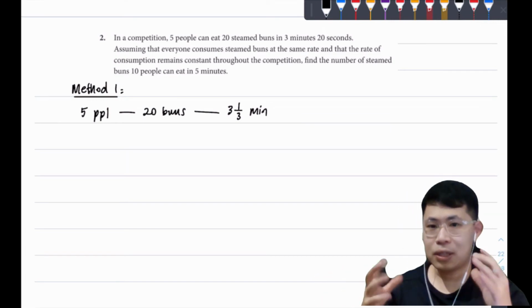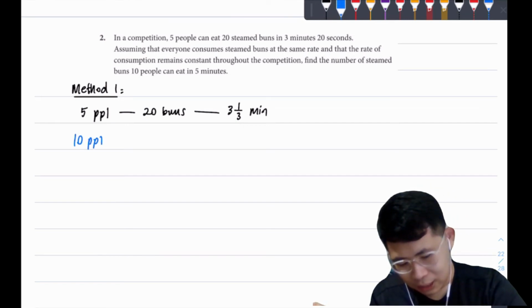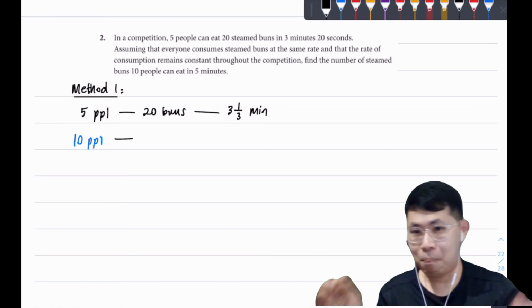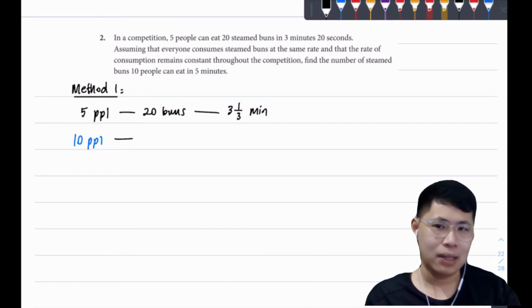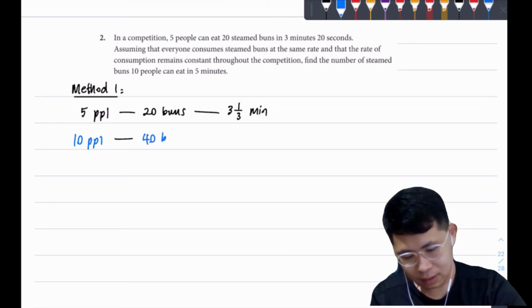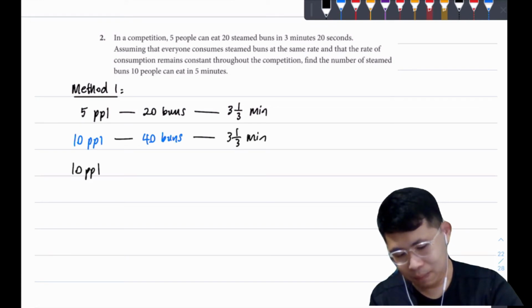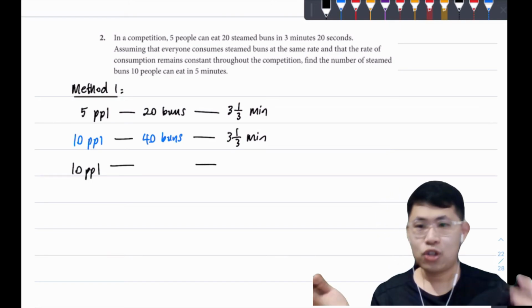So number of buns we need to keep changing, but I'm going to make this 10 people first. So the thing that is going to change is the number of buns. So 5 people eat 20 buns, 10 people are going to eat 40 buns. Okay, and in the same time they can eat 40 buns. Okay, so once my 10 people are done, I'm going to change the time.